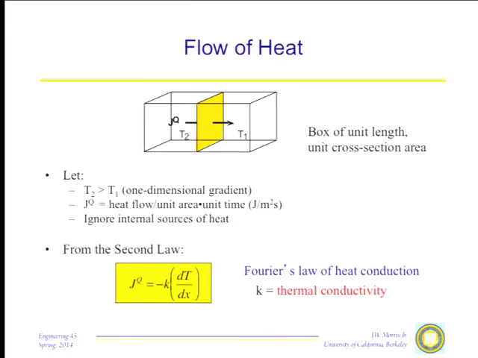From the second law of thermodynamics, you can easily derive Fourier's law of heat conduction. You've seen it before, I'm pretty sure. I'll just write it down. The heat flow is equal to minus K, where K is the thermal conductivity, times the temperature gradient, dT/dx. This is the driving force, the temperature gradient. This is the response, the heat flux, and this is a constant of proportionality.